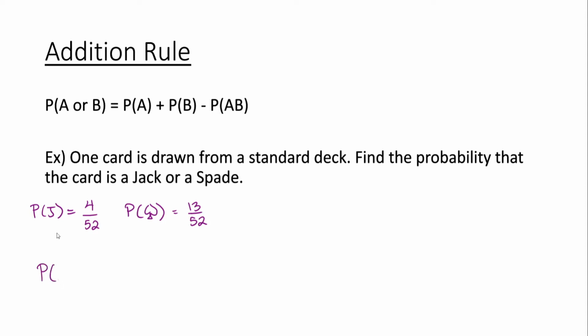If we use our formula, for our probability of getting a card that's a jack or a spade, we would add up the probability of getting a jack to the probability of getting a spade. And then now we need to subtract the probability that they happen together, which we found was 1 out of 52. And we end up with 16 out of 52.